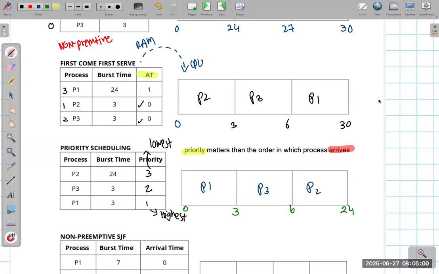So how is it 24? No, sorry, 30, 30. This is the burst time, the time it needs. Make it priority. So based on the priority, the process will be allocated.